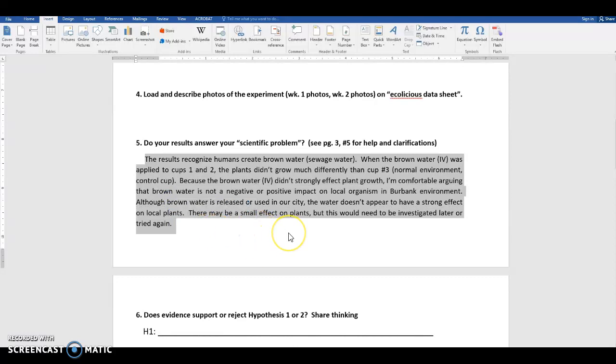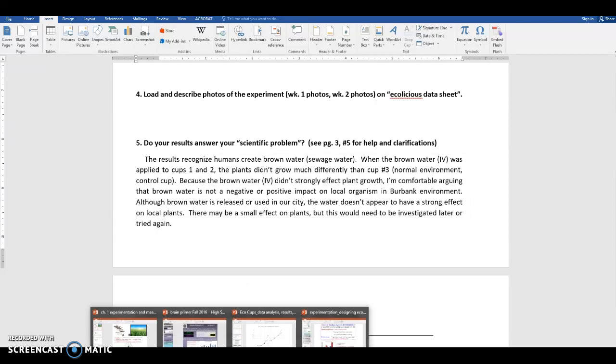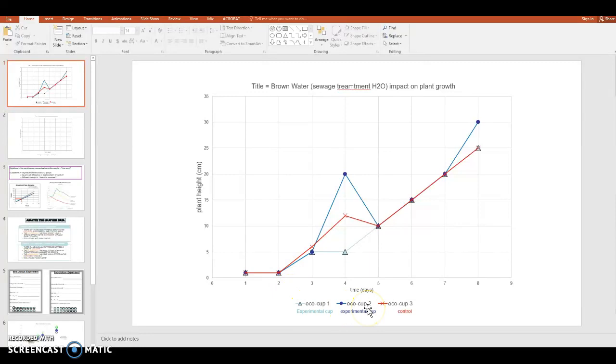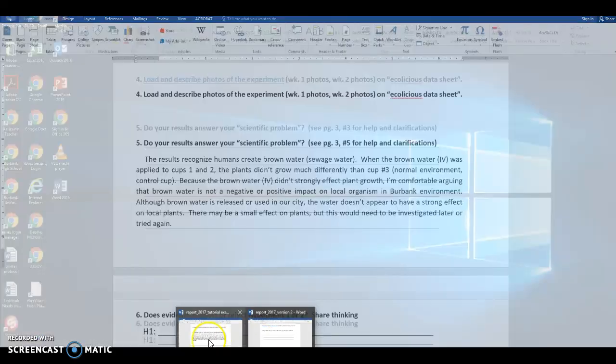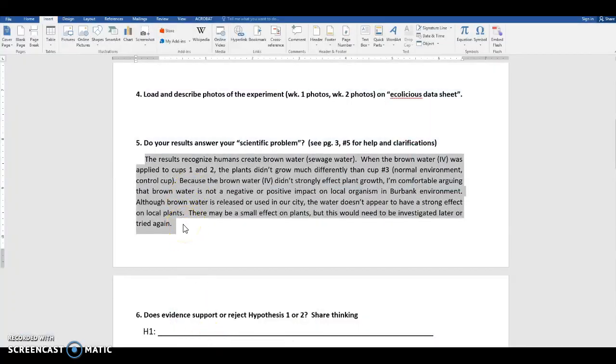I'm saying, yeah, the environment is impacted by brown water, but because the plants grew similarly in the different eco-cups, we have eco-cup 1 and 2 grew pretty much similar to the cup that didn't get the brown water sewage treatment water. So I'm arguing that, yeah, the brown water is here, but it doesn't have a strong effect. I'm identifying which things are the independent variable. I'm talking about cause and effect. I'm arguing that there wasn't a negative or a positive effect of the brown water on the plants. So I'm saying, yeah, maybe we don't have to worry about the human impact of brown water in Burbank because it doesn't seem to be very strong.